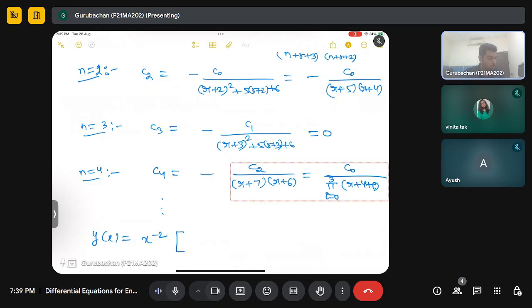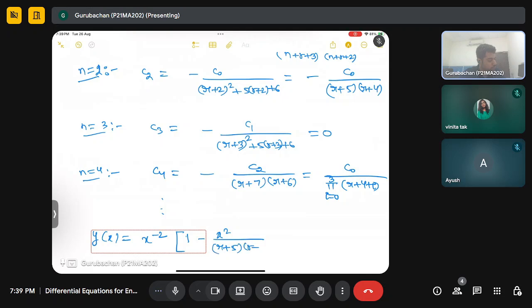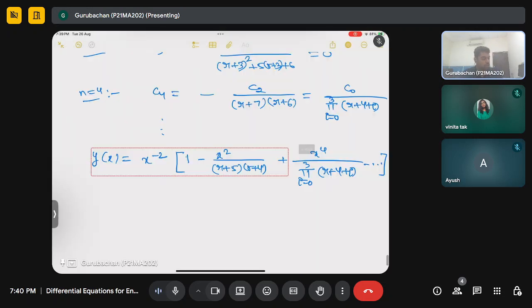C naught we are taking 1. So it will be 1 minus, and this is the value of C2, x square r plus 5 r plus 4. Next solution will be x to the power 4, and this multiplication from 0 to 3 r plus 4 plus I, and this is so on. So you got one solution from here.